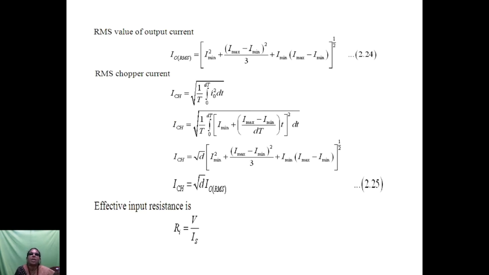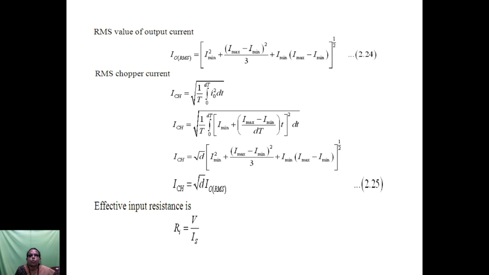So, RMS value of output current, I0 RMS is equal to [I minimum square plus (I maximum minus I minimum) the whole square by 3 plus I minimum into (I maximum minus I minimum)] the whole power of 1 by 2. RMS chopper current ICH is equal to root of 1 by T into integral 0 to DT I0 square dt.